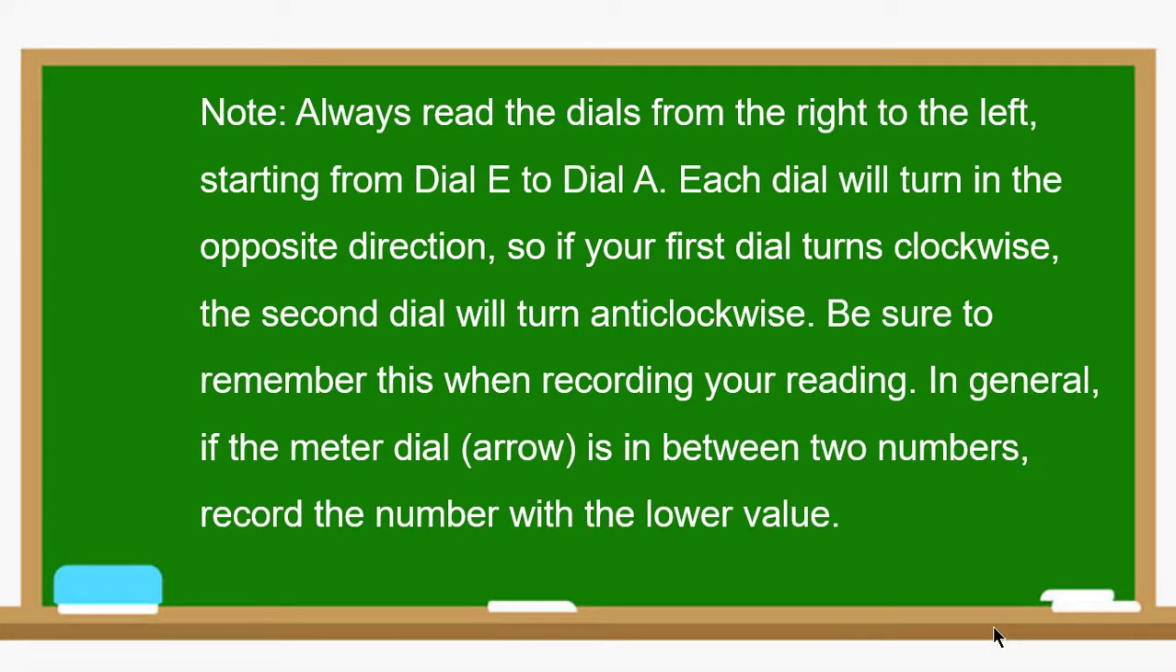Note: always read the dials from the right to the left, starting from dial E to dial A. Each dial will turn in the opposite direction. So if your first dial turns clockwise, the second dial will turn anti-clockwise. Be sure to remember this when recording your reading. In general, if the meter dial arrow is in between two numbers, record the number with the lower value.